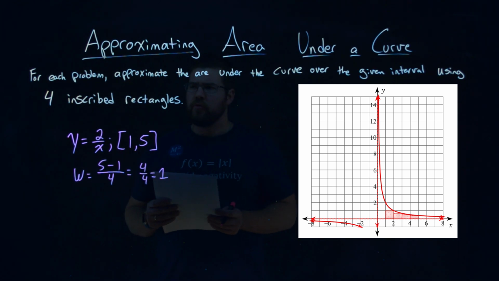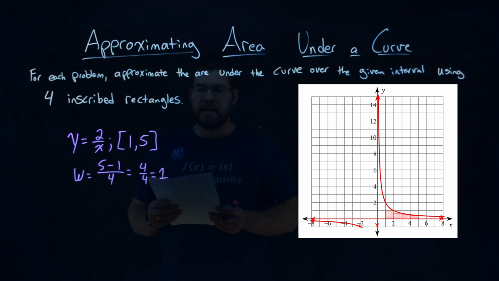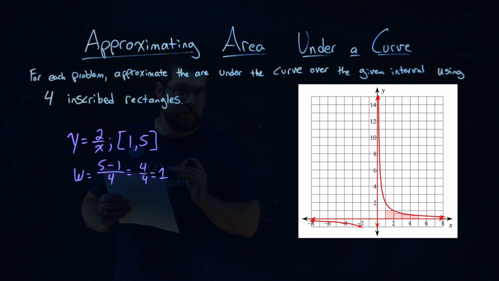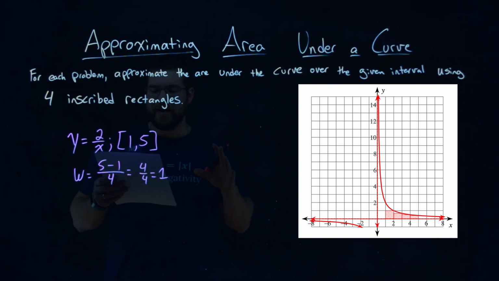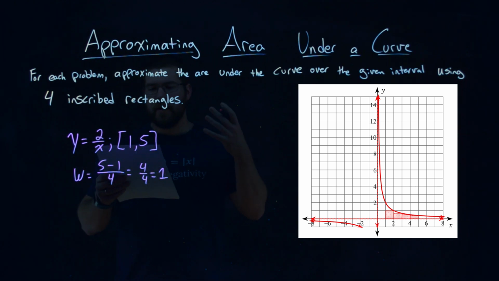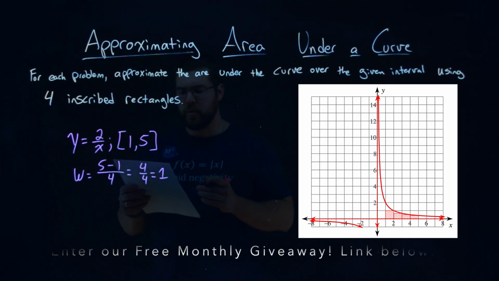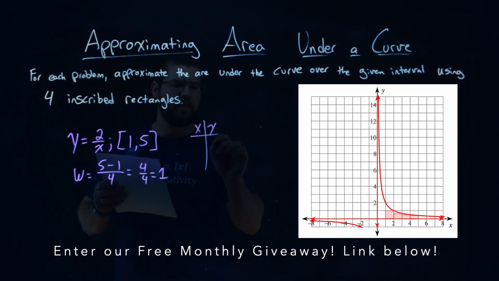Now, what's tricky is, what are the inscribed rectangles? Well, since our function on our interval from 1 to 5 is decreasing, the inscribed rectangles means we have right endpoints for each one of our rectangles. So we make a table right there.